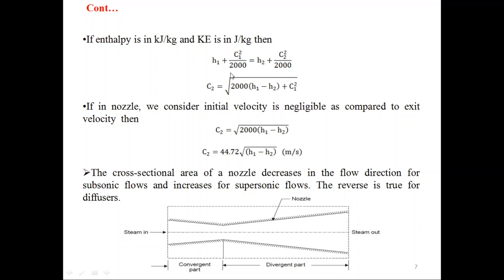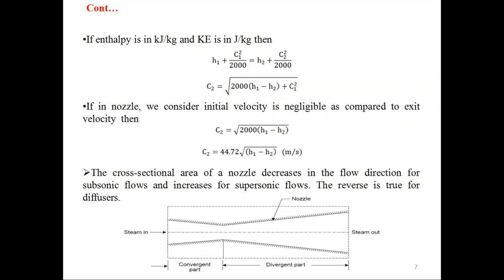If you find the value of C2, it comes out to be the square root of 2000 times (H1 minus H2) plus C1 squared. If in a nozzle we consider the initial velocity negligible compared to the exit velocity, then we can eliminate this term C1 squared. So we will get this equation. If you take 2000 out of the square root, the final equation is C2 equals 44.72 times the square root of (H1 minus H2) in meters per second. But you have to remember one thing: H is given in kilojoule per kg and kinetic energy is in joule per kg. Then you will get this equation in meters per second.